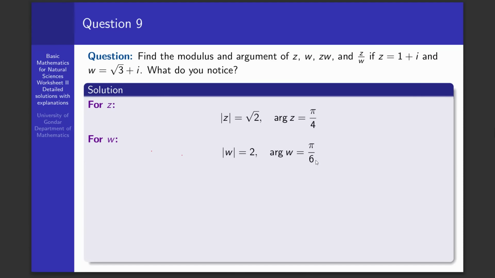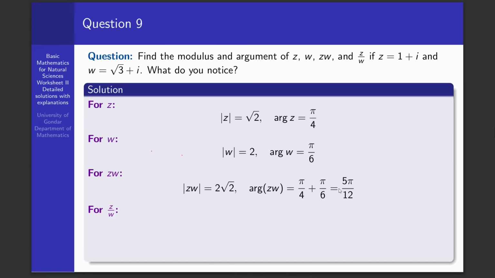And their product, that is z times w, first their norm will be 2 radical 2, which is the product of the norm of z times the norm of w. And its argument, the argument of the product of two complex numbers, is simply the same as the sum of the arguments of the individual complex numbers, so that pi over 4 is the argument of z and pi over 6 is the argument of w, so that it is just 5 pi over 12.